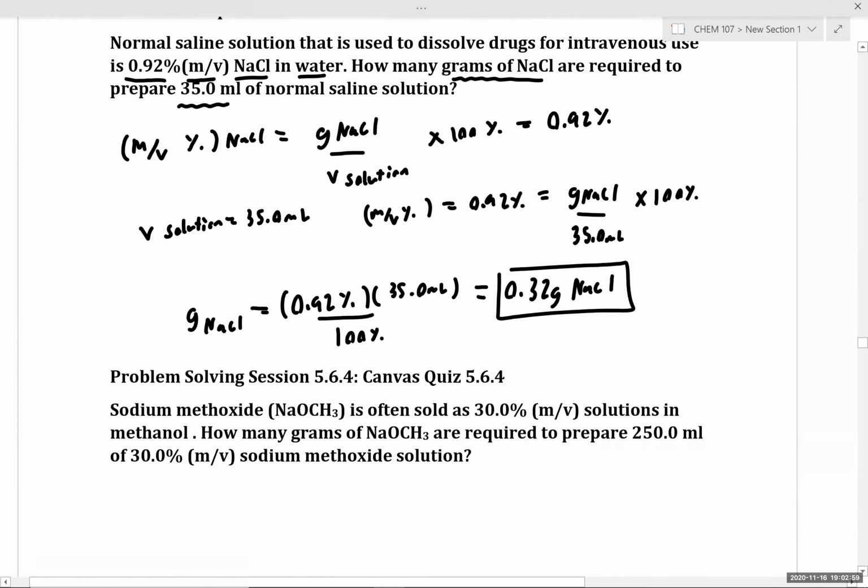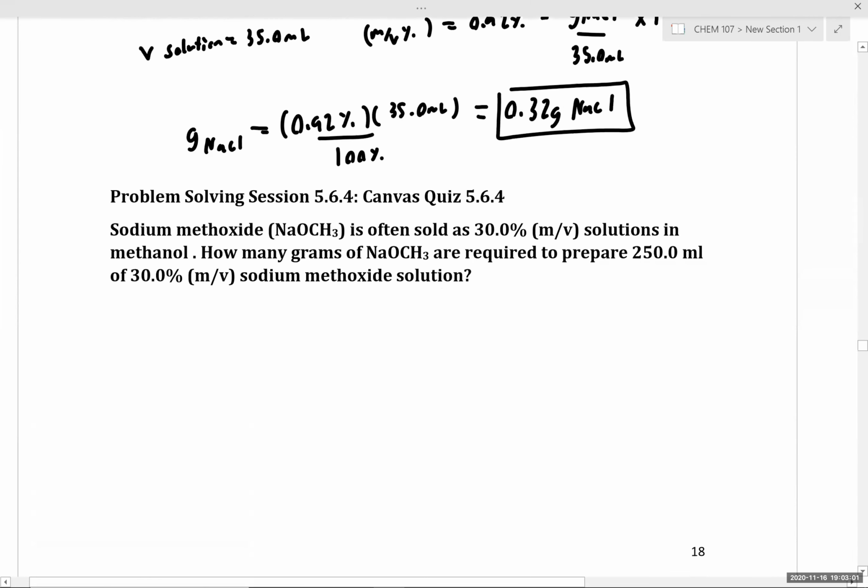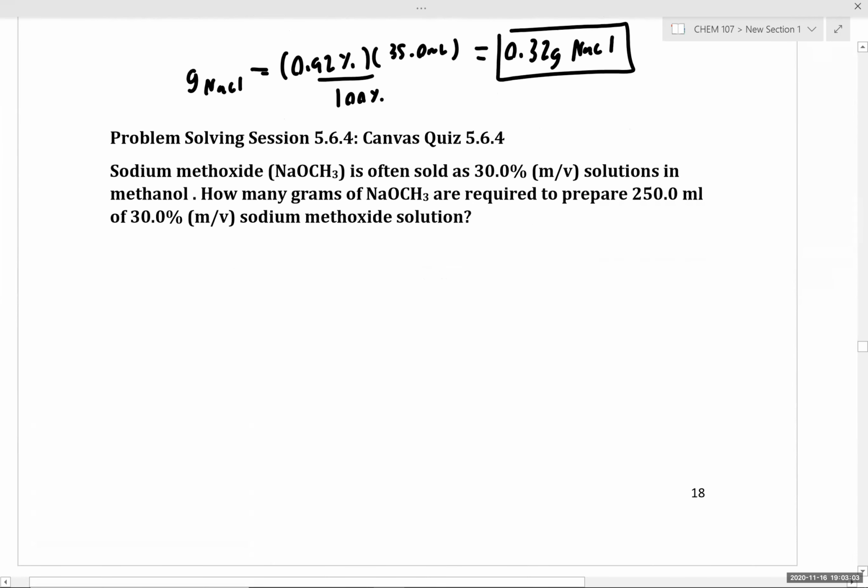Okay, let's then apply what we've learned and let's work on the following example. In this case, we're given that sodium methoxide is sold as a 30% mass over volume solution, and we're asked how many grams of sodium methoxide are required to prepare 250 milliliters of a 30% mass over volume sodium methoxide solution.